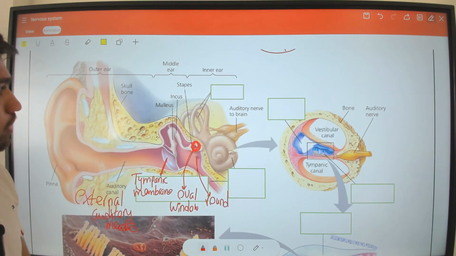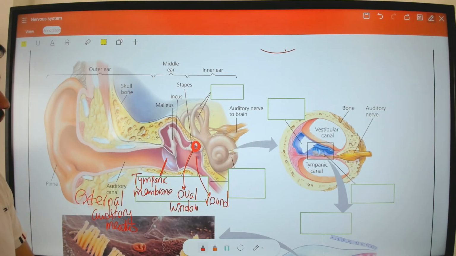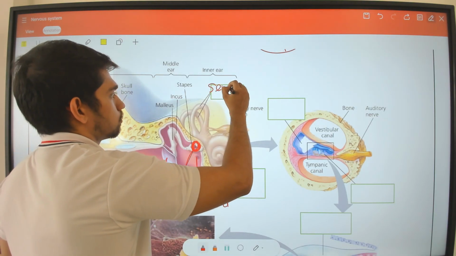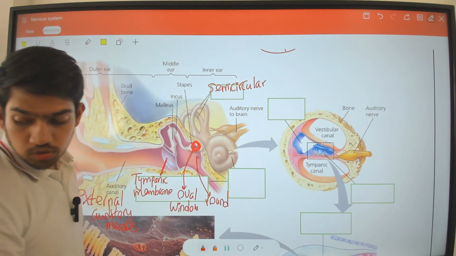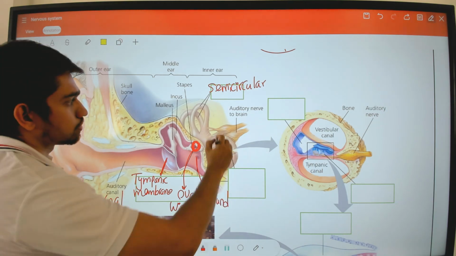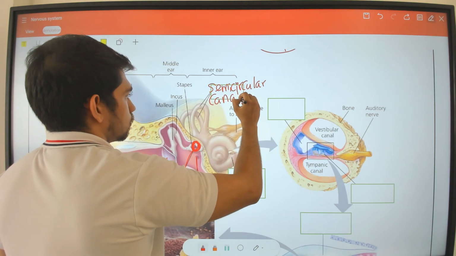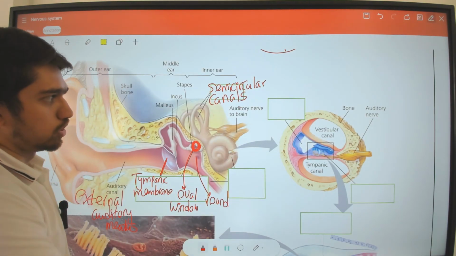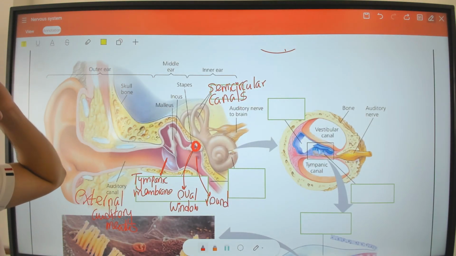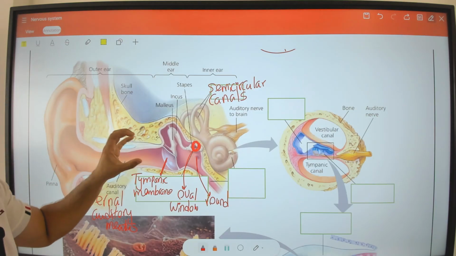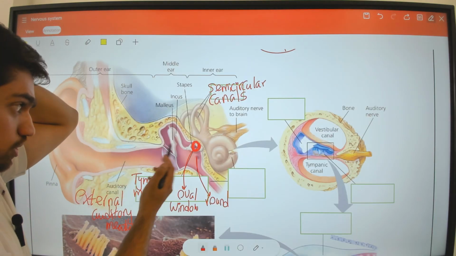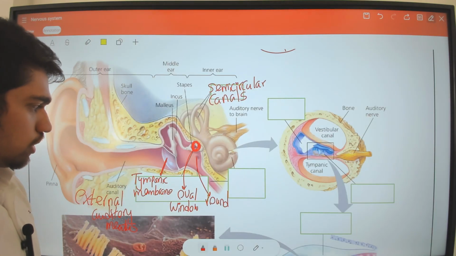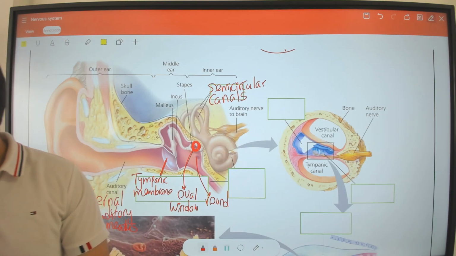Okay, then what else is missing? These are the semicircular canals. So it's just given as auditory nerve to the brain, right? Auditory nerve actually has several parts. There is the hearing nerve as well as the balance and coordination nerve from the semicircular canal. So you don't need to know that. It is just the auditory nerve.